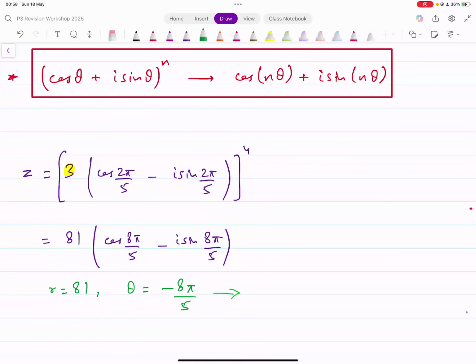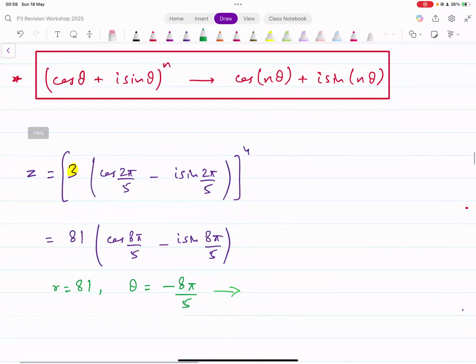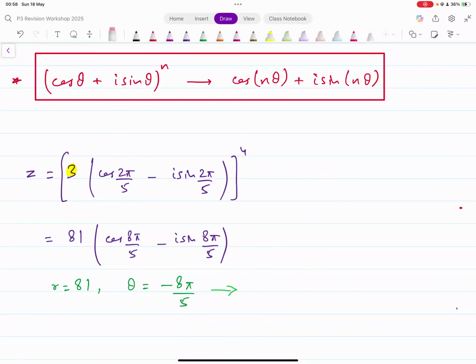We could say, without conversion, 3 raised to power 4, that's 81. And now we've seen what happens in this case. The power will just come and get multiplied with the argument. So 2 pi over 5 will become 8 pi over 5. And now you could say the modulus is 81. And what about the argument? There's a negative sign here as well, right? The argument is minus 8 pi over 5.